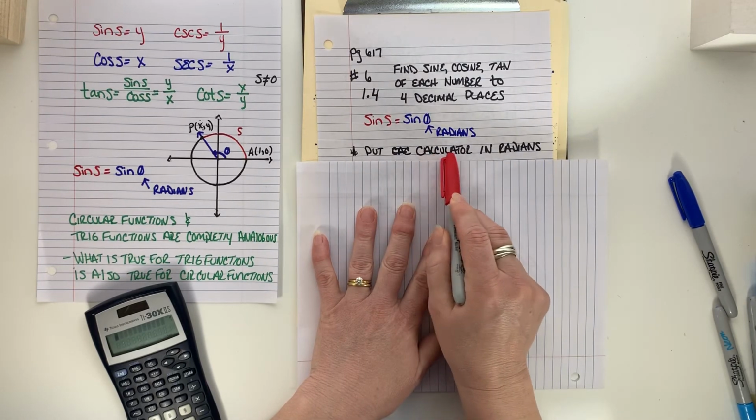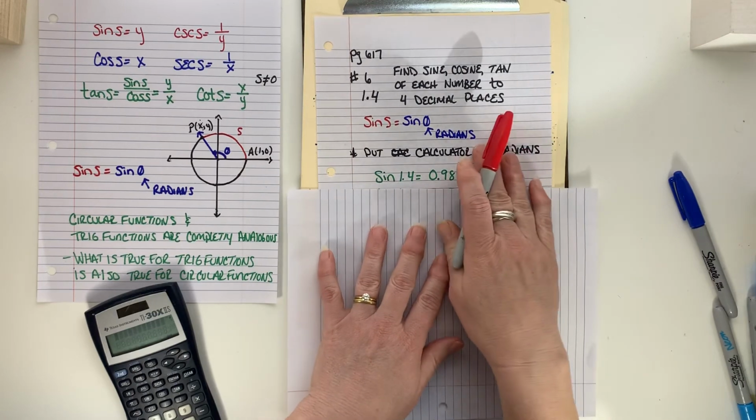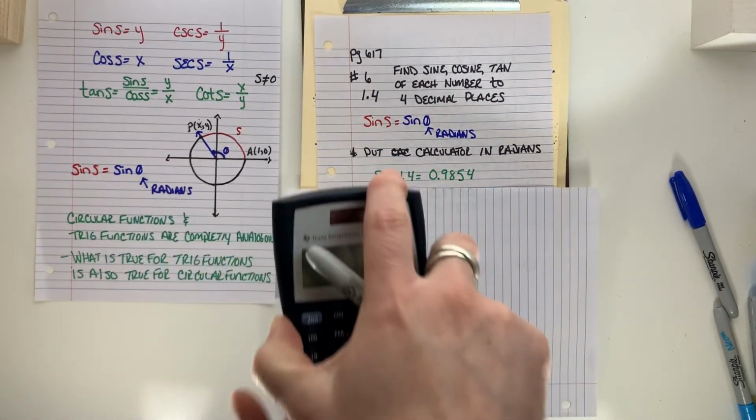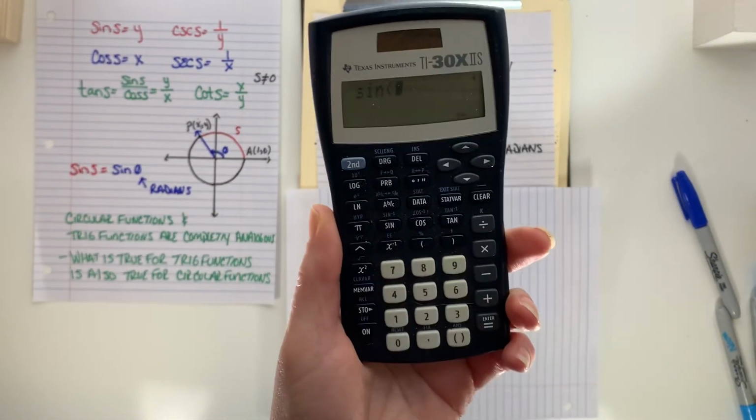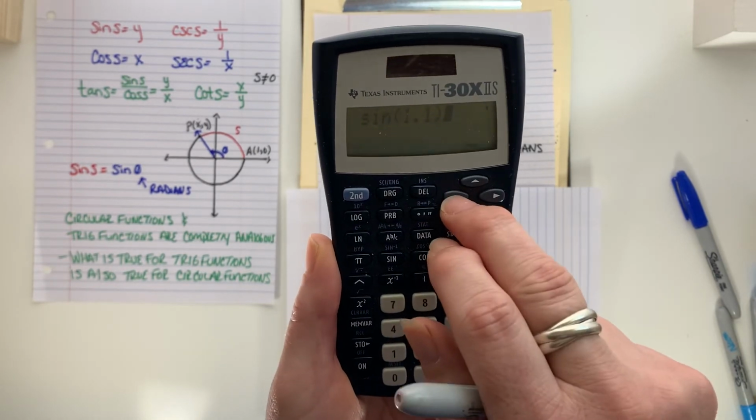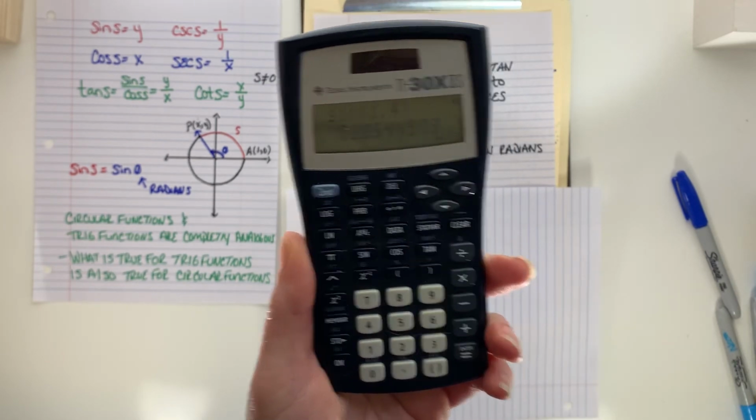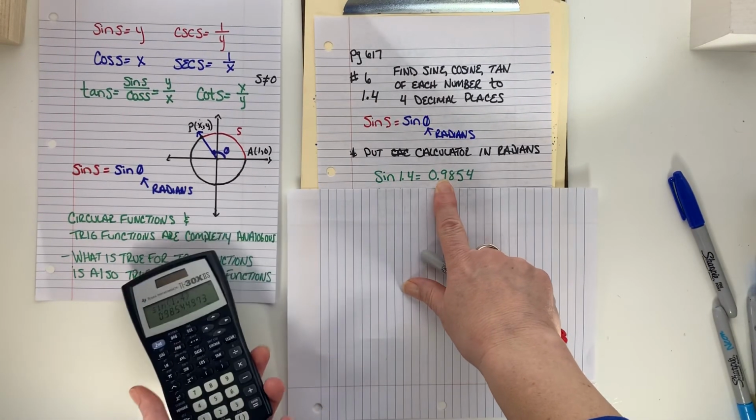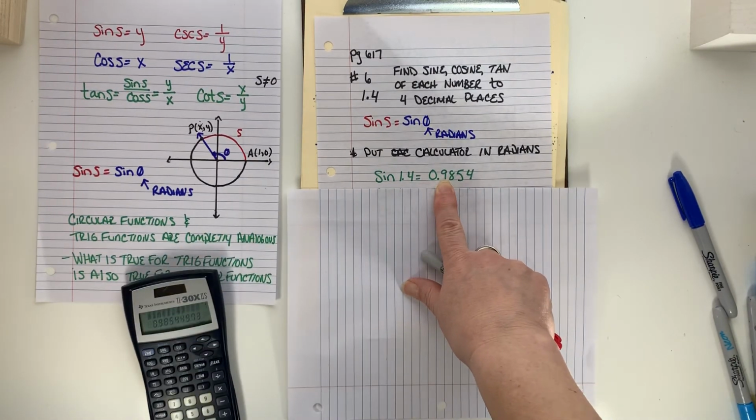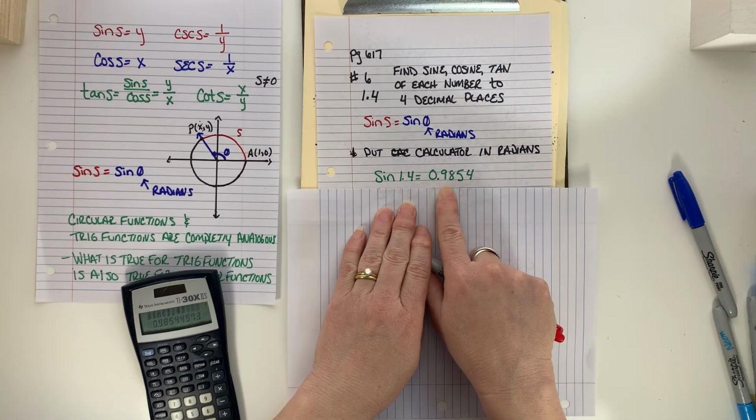I just showed you how to put your calculator into radians. Now let's take a look. So the sine of 1.4. Now we know our calculator is in radians. The sine of 1.4 is equal to, now it said to 4 decimal places. So if you look at this, the sine of 1.4 is 0.9854. That's what they're looking for, okay?